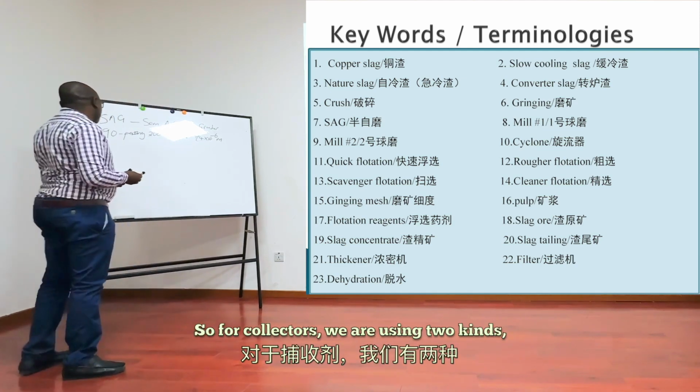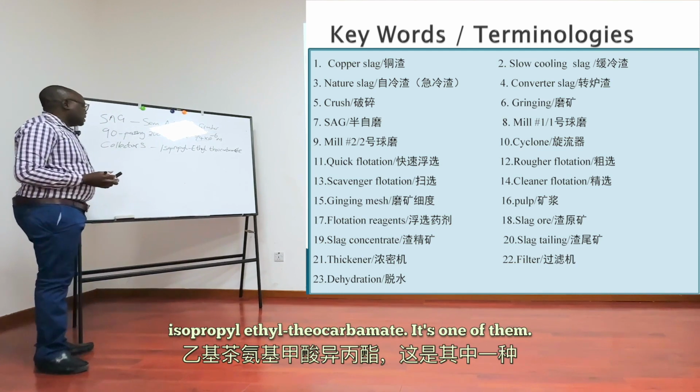For collectors, we are using 2 kinds. Isopropyl ethyl thiocarbamate is one of them.